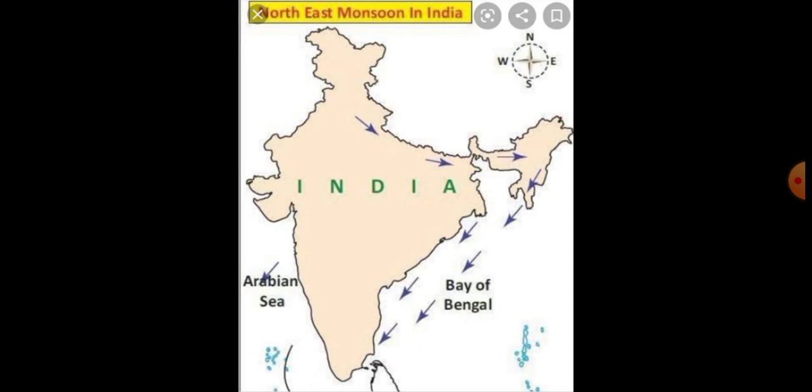So just see, this is the northeast monsoon. Now from north to east, this is the northeast monsoon wind. I hope you understood these four seasons. Shall we recall the points, students?